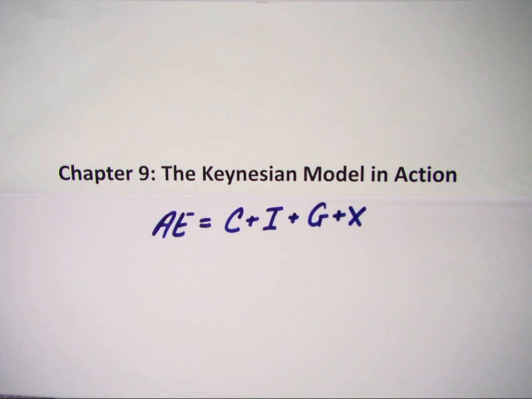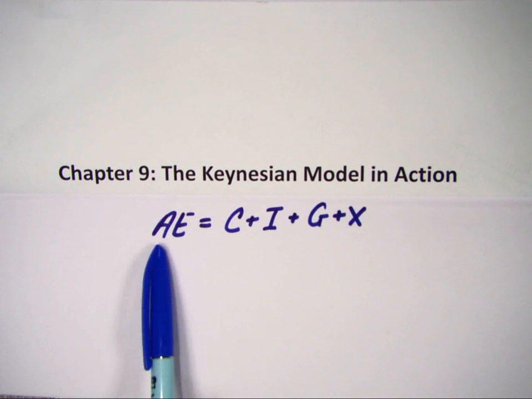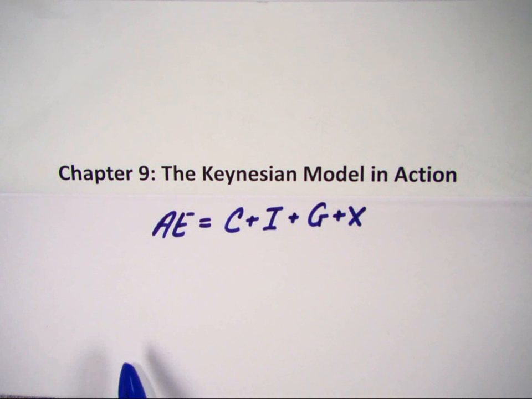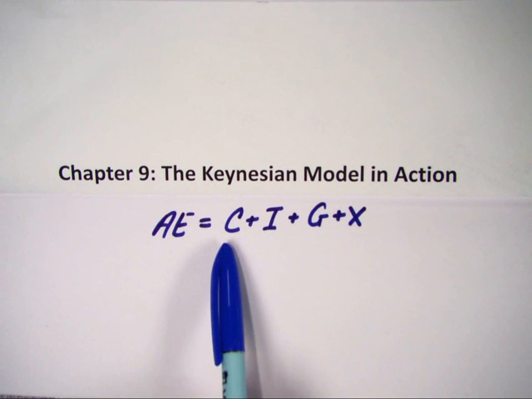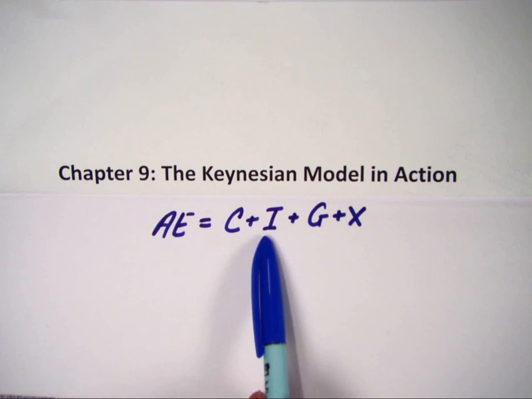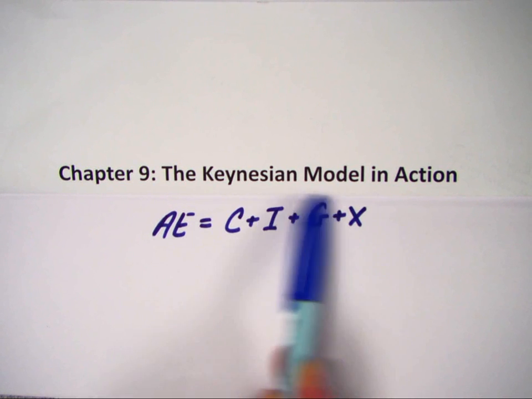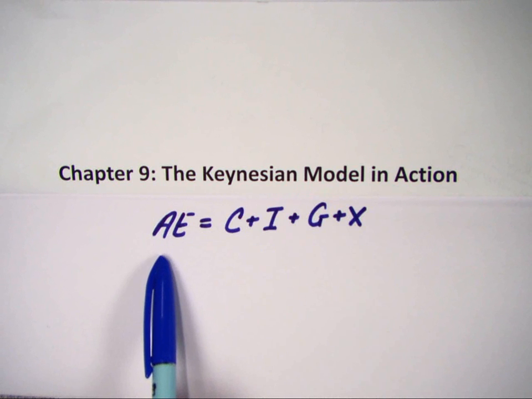This segment focuses on Chapter 9, the Keynesian model in action. What we're specifically doing is taking a look at what we refer to as aggregate expenditures. Remember when we calculated the gross domestic product, the GDP, through the expenditure approach, we totaled up total spending by consumers, by businesses, and investment in capital equipment and productive capacities, government spending, and net exports. So if we total all of those up, we get aggregate expenditures.